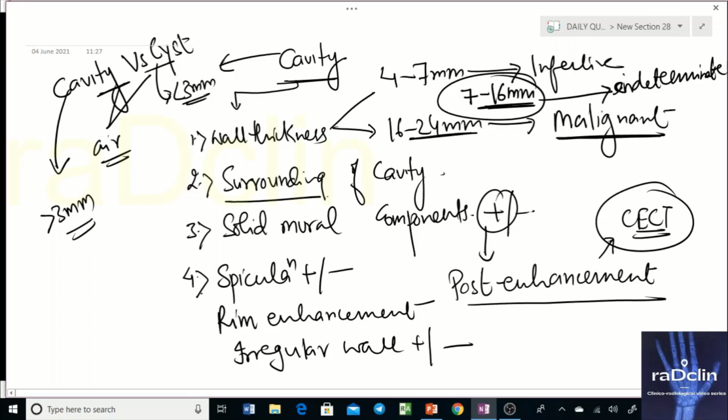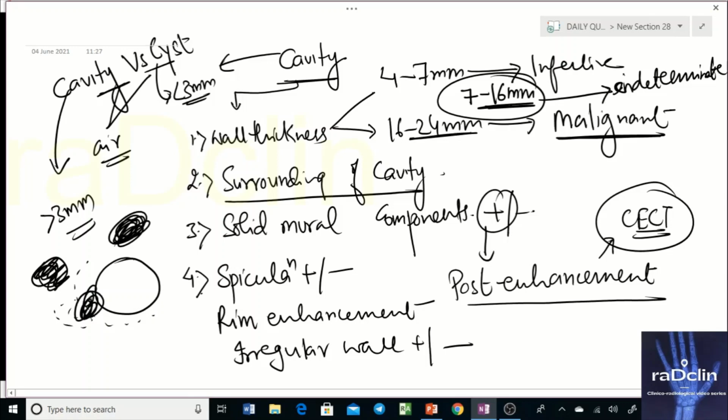Now if you see the surrounding of the cavity, if it contains multiple nodules, or patchy areas of consolidation associated with it, if in the surrounding of the cavity you have centrilobular nodules or consolidations, you have to look for them. If these are present, they point towards an infective cause. In malignancy, you generally do not have consolidation and centrilobular nodules surrounding the cavity.